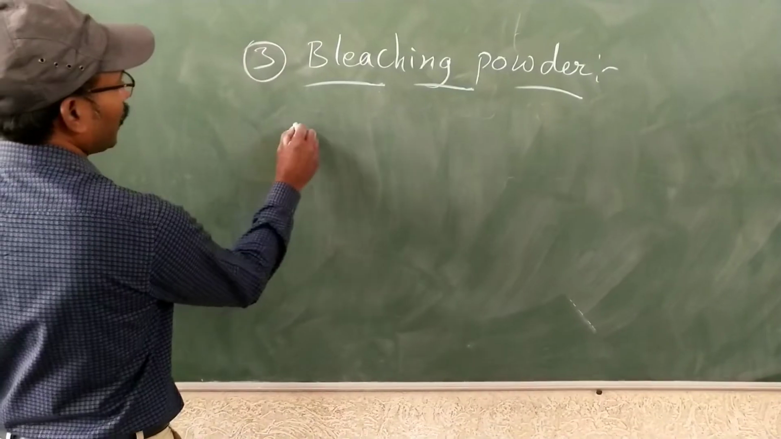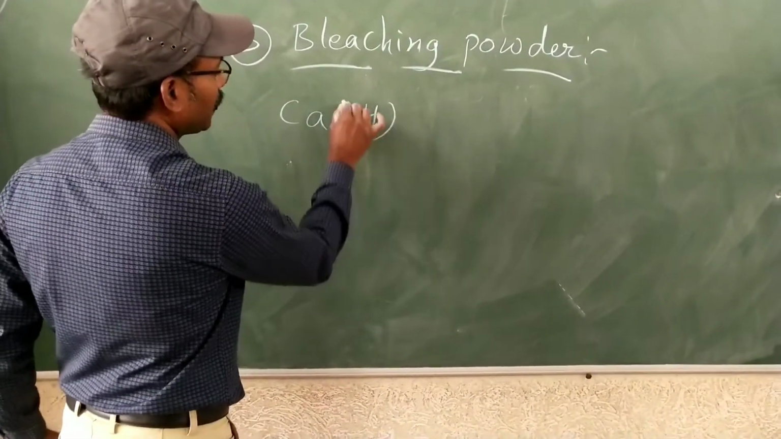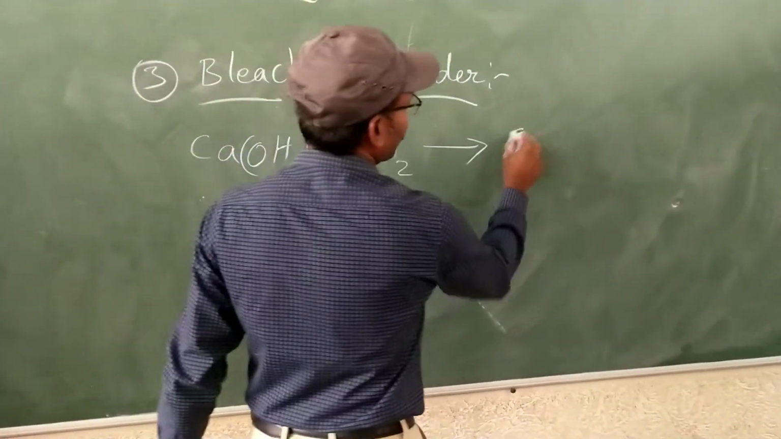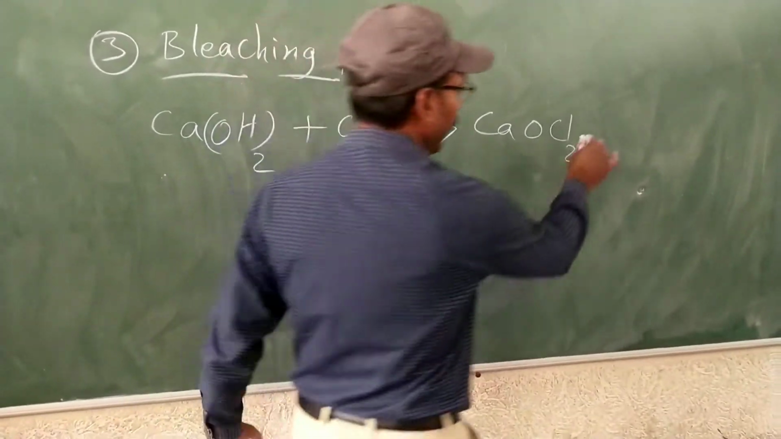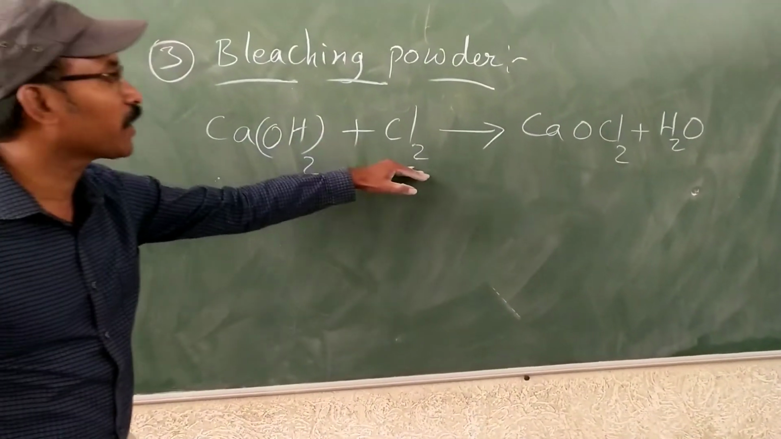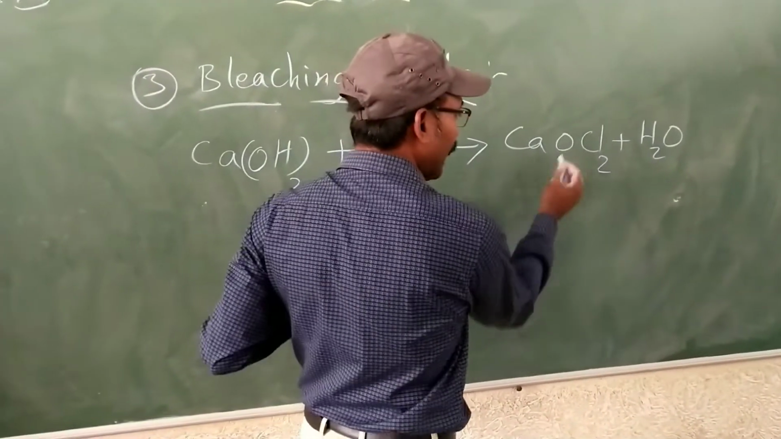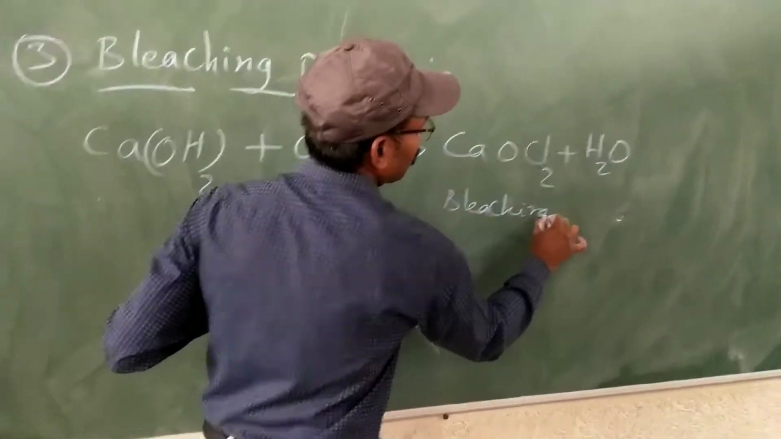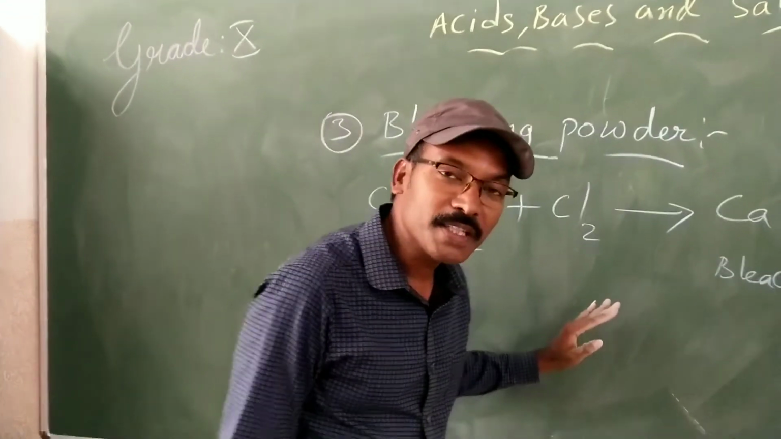Let us see. Okay? And you know very well about calcium hydroxide. When it is treated with chlorine gas, it produces calcium oxychloride and water. When calcium hydroxide is treated with the chlorine gas, it produces calcium oxychloride and water. The other name of calcium oxychloride is bleaching powder. Bleaching powder. Clear, children? Now what are the uses of this bleaching powder?